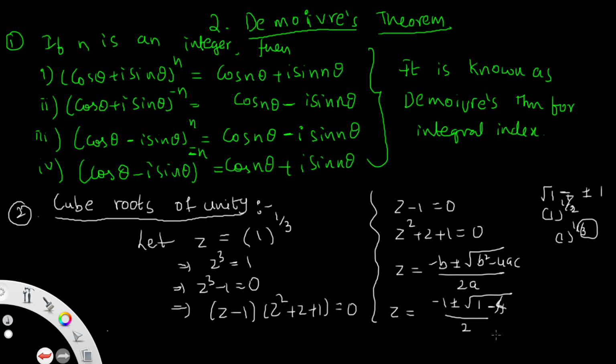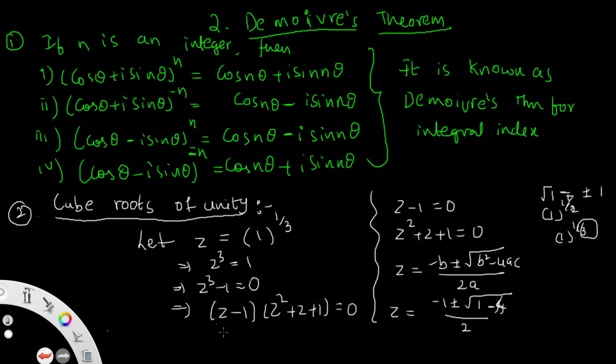So we are going to the next page. First, we take z equal to 1 to the power of 1 by 3, then go to z cube equal to 1, and z cube minus 1 equal to 0. Then it is in the form of a cube minus b cube equal to 0.